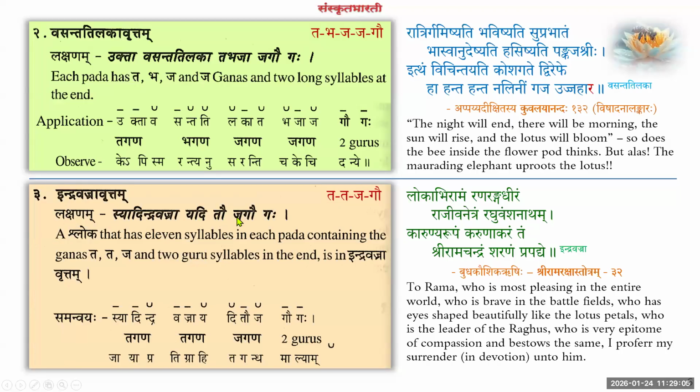Syadindravajra Yaditau Jagaugaha. A shloka that has 11 syllables. They didn't mention 14 syllables over there. Please remember that. That's very important. In each pada, containing the ganas Tata Ja and 2 guru symbols in the end, is Indravajra Vrittam. So Syadindravajra Yaditau Jagaugaha is itself in Indravajra as marked above. They have nicely spaced it as ganas and marked it Tagana, etc. And 2 gurus. Something I have to patch here. I don't know what was there in the textbook.